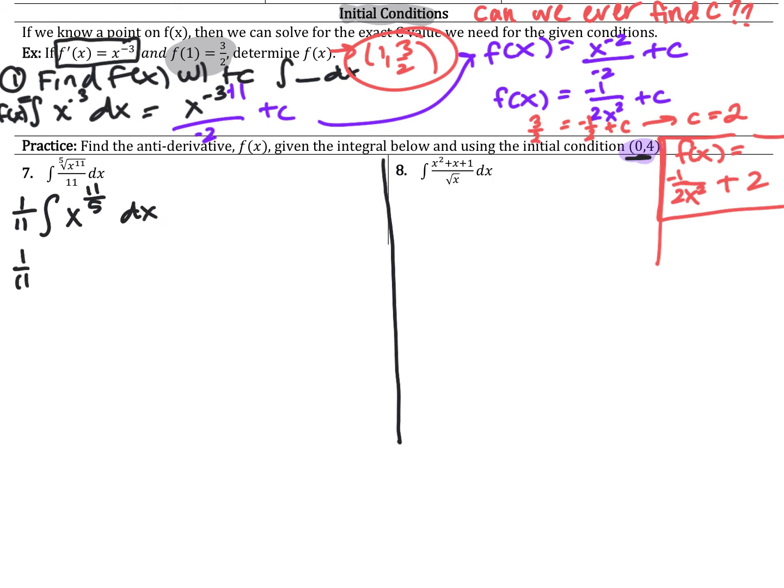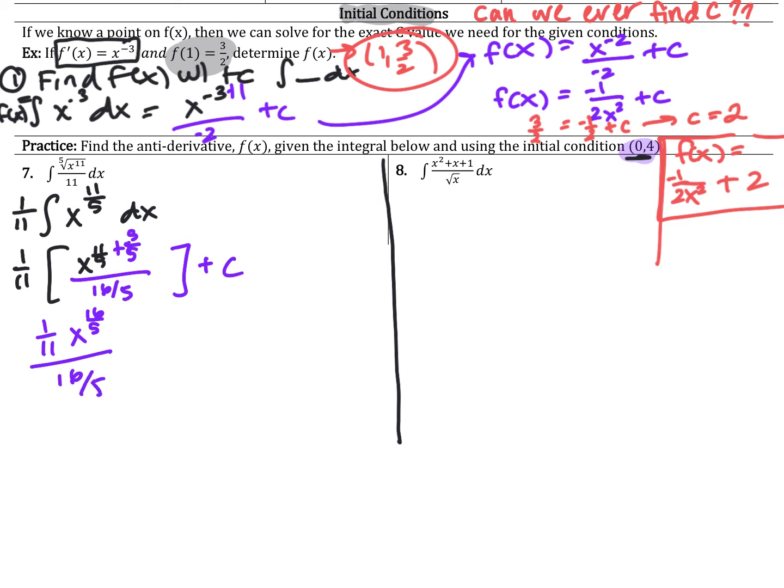This means that I can find the antiderivative by taking my exponent, adding 1 to it, and dividing by that. If I add 1, which I could really just write as 5 over 5, I get 16 over 5, and we have some c value as well. So this becomes 1 over 11 times x to the 16 over 5 divided by 16 over 5. With this double fraction, I multiply by the reciprocal, giving me 5 over 176, since 11 times 16 is 176, times x to the 16 over 5 plus c.